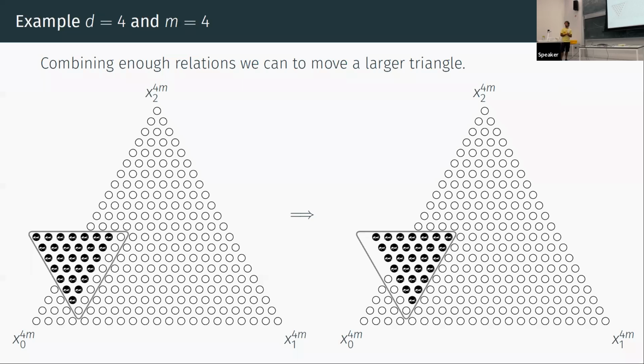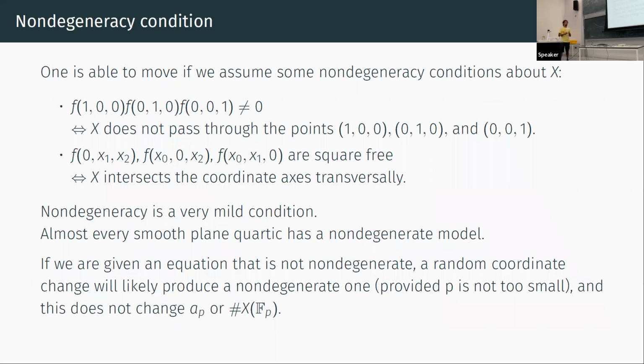Now, this should not work for everything, so I shall tell you what are my assumptions. To be able to move to the right, I need to assume some non-degeneracy conditions about my curve, or about my f. The first one is basically saying that my curve does pass through the 3 points (1,0,0), (0,1,0), and (0,0,1). And the other assumption is that my X intersects my hyperplane axis transversely. These are totally assumptions depending on the model. So these are very mild assumptions.